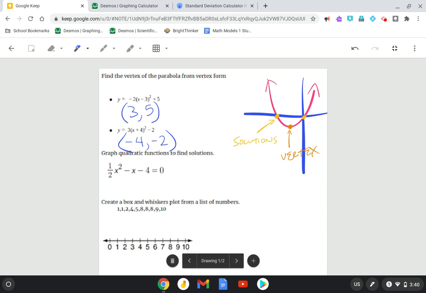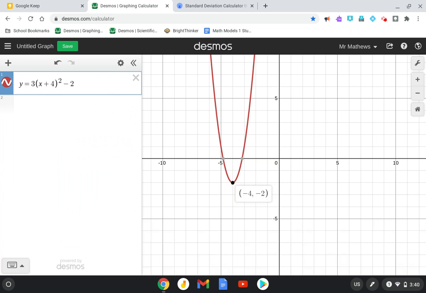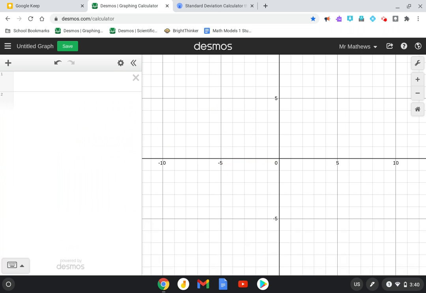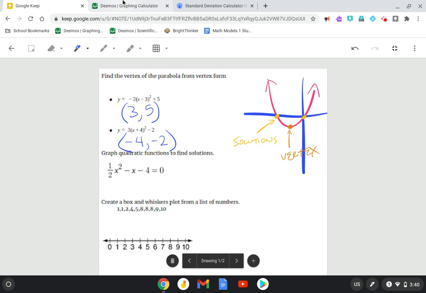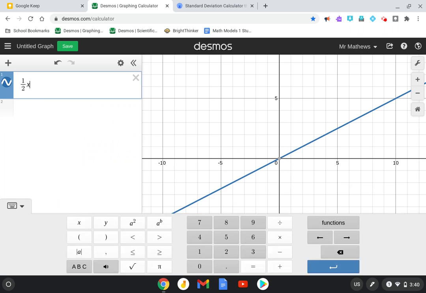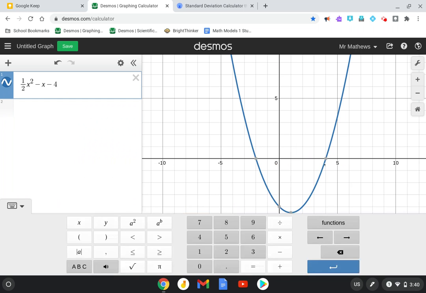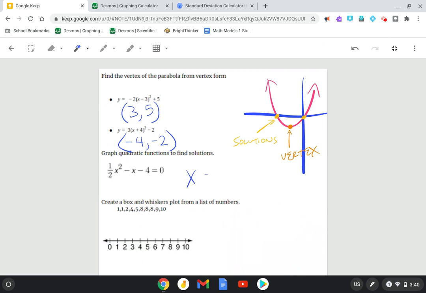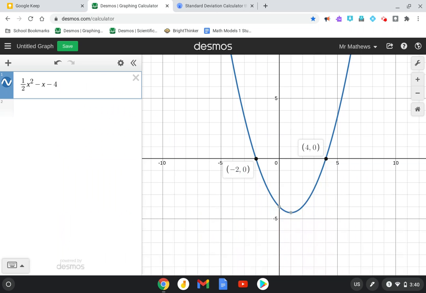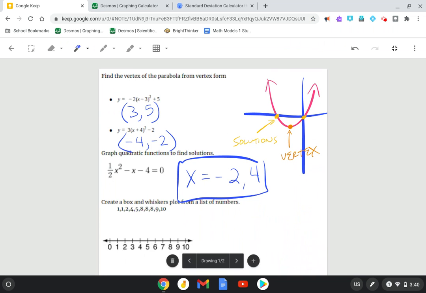Now what about the solutions? Well, let's go ahead and graph this function, 1/2 x squared minus x minus 4. And we can see the solutions are -2 and 4. And we say x equals -2 and x equals 4. And that would be the way I would write my final answer for those two examples there.